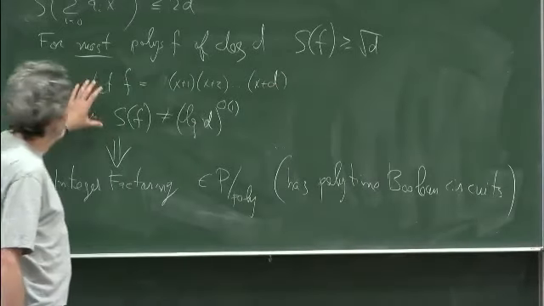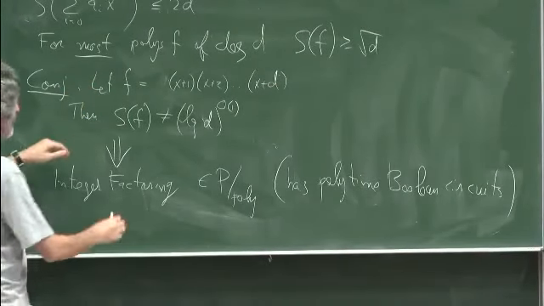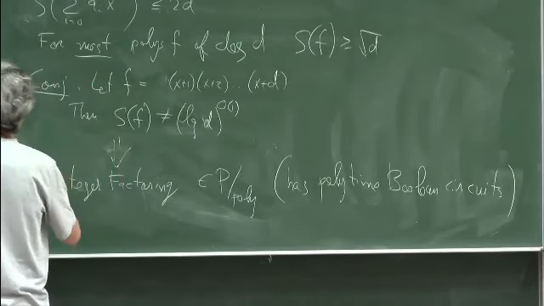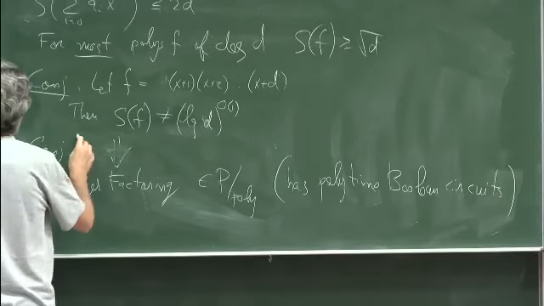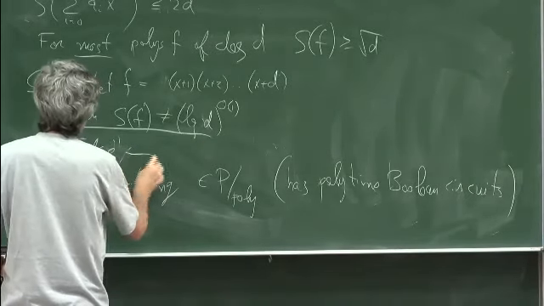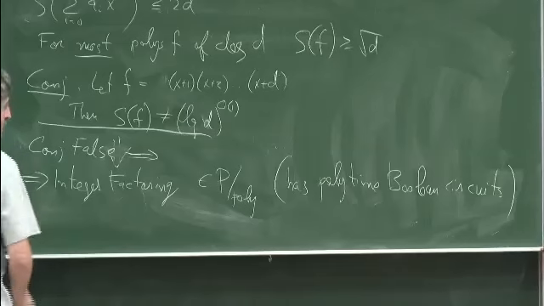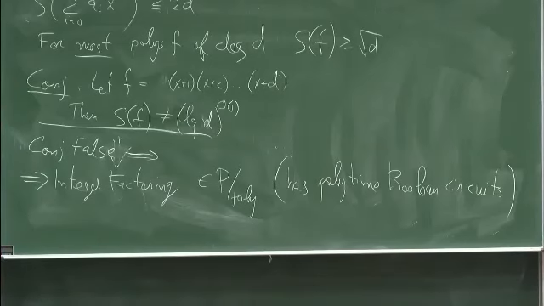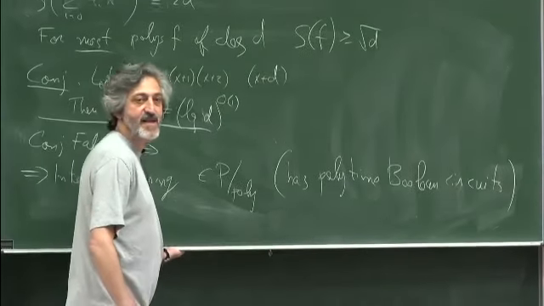So if this conjecture is false, very good, it implies that integer factoring has a polynomial size circuit. So it basically is in P. That's an exercise.